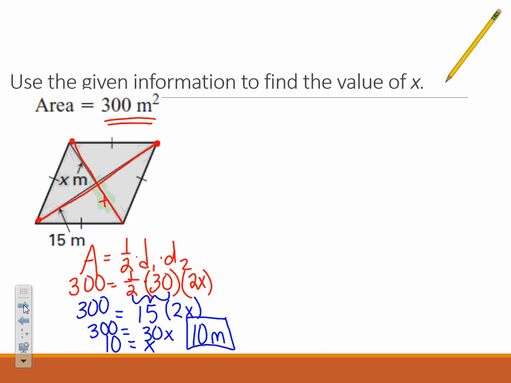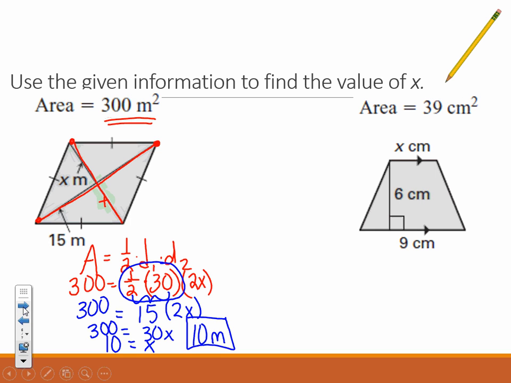Some of you may have thought, how can I undo these things to get the 2x alone and then I can divide by 2? Certainly you can divide by the 30, you can multiply by 2, the reciprocal of 1/2. Whatever algebra steps you need to do to get that x alone, I want you to do those things, okay?